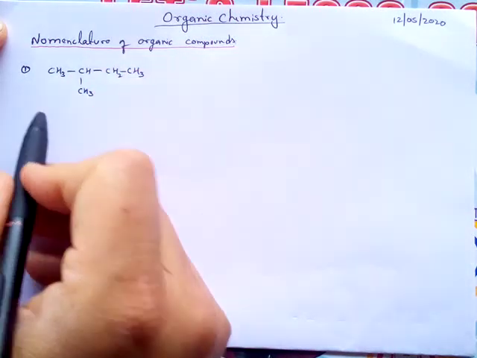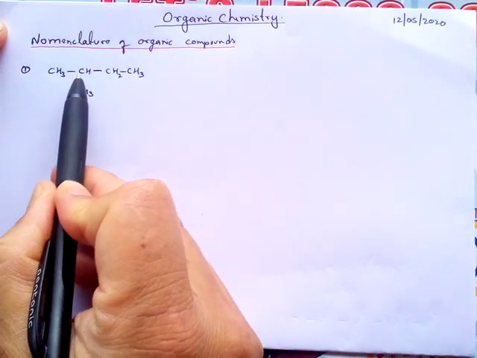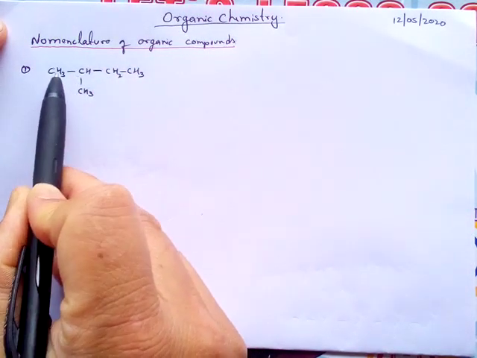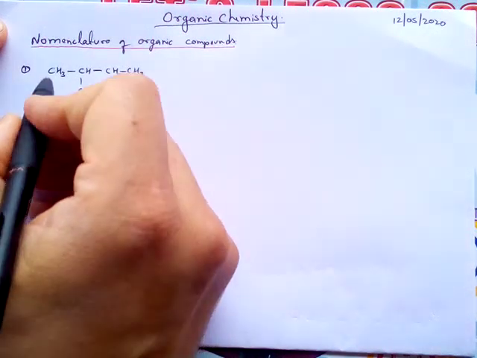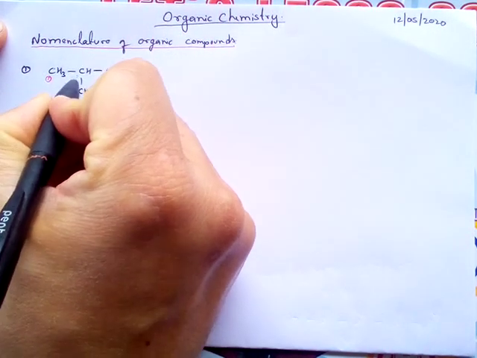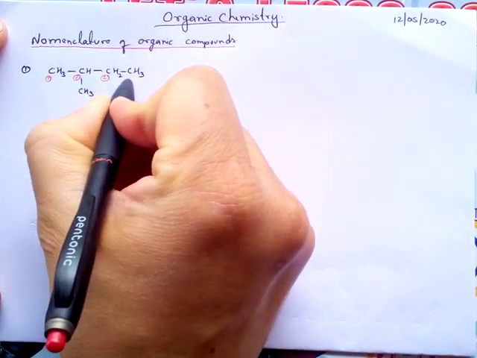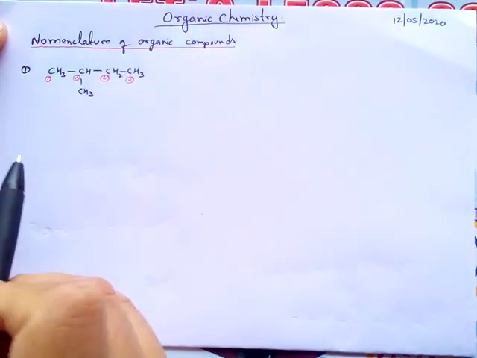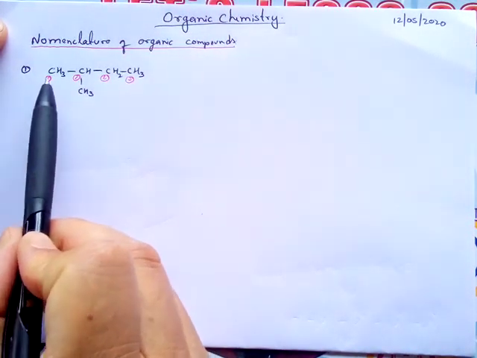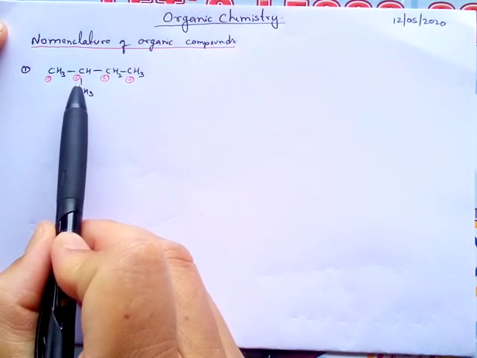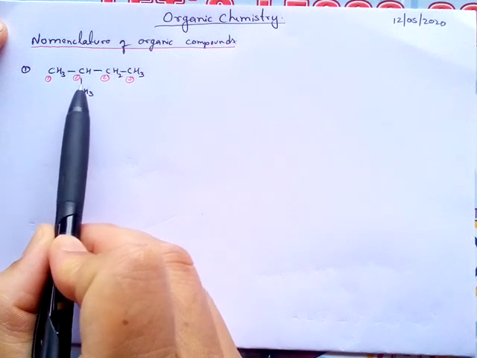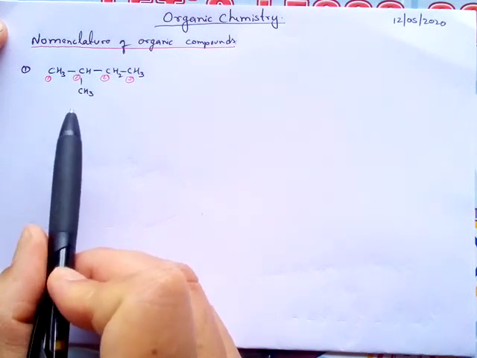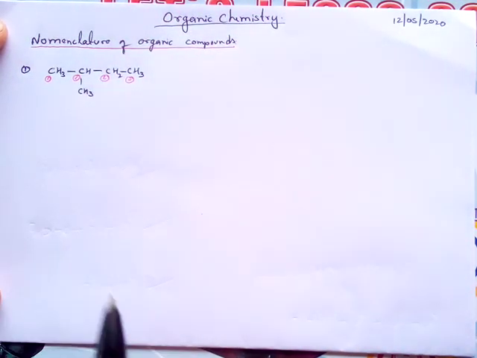Now I have to number from 1 to 3. So I'm getting 3 branch, and from the other side 1, 2 branch. So you have to do the numbering from this side. The lowest set of locants rule says you have to number from the side where you get the substituent at the earliest. So this is the numbering. Now you have to name it.